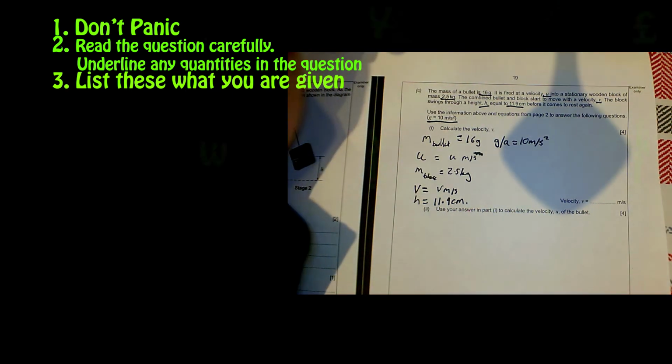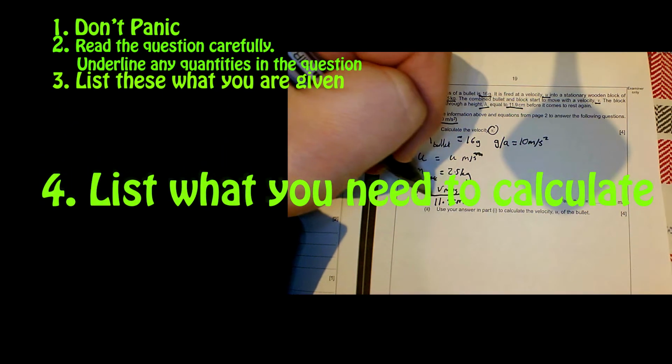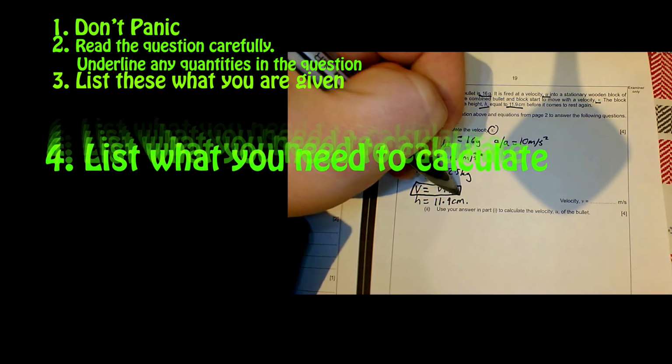Step 4 is list what we need to know. So we actually need to know v. That's what we're trying to find out.